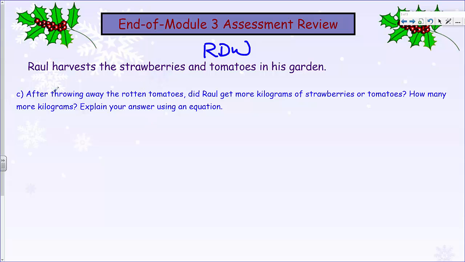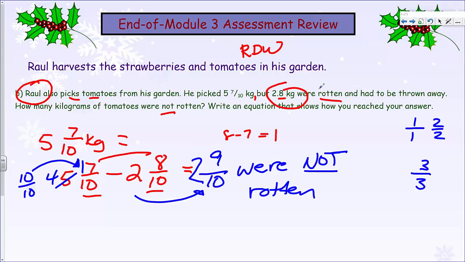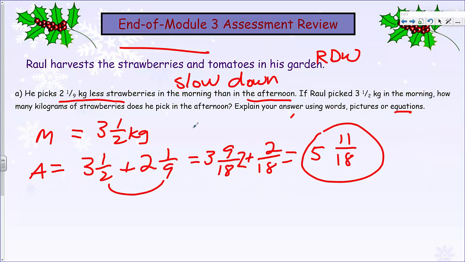Nope, I'm not. Okay, so we're going to throw out the rotten, so we're not counting those. We have to compare the kilograms of strawberries to tomatoes. Well, we need to know what the ones were that he picked. That was like the first problem here. Here it showed how many strawberries, correct? Yeah, this was the strawberry day he was picking. And he actually picked 5 and 11/18 in the afternoon. So that's how many he picked in the afternoon. This is how many he picked in the morning.